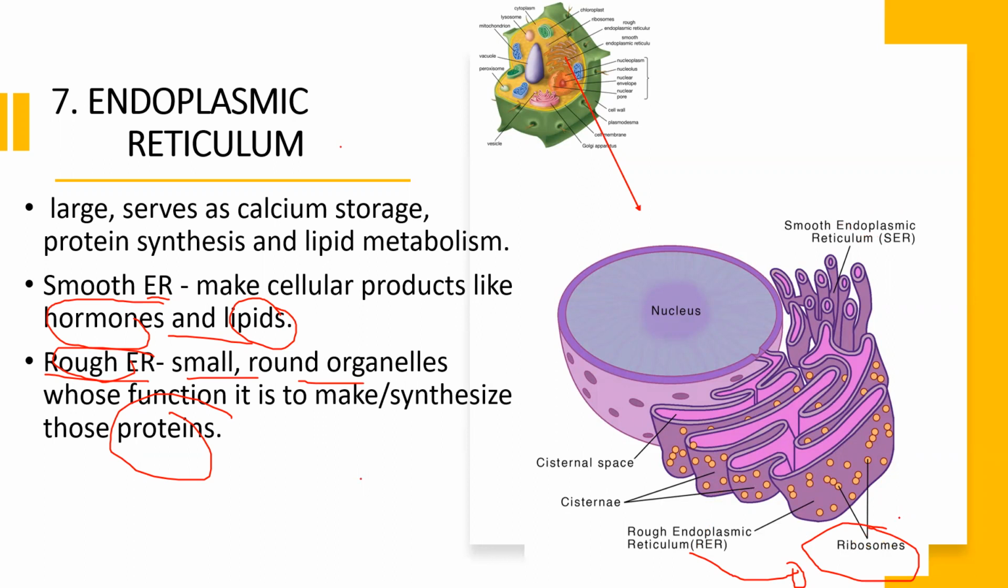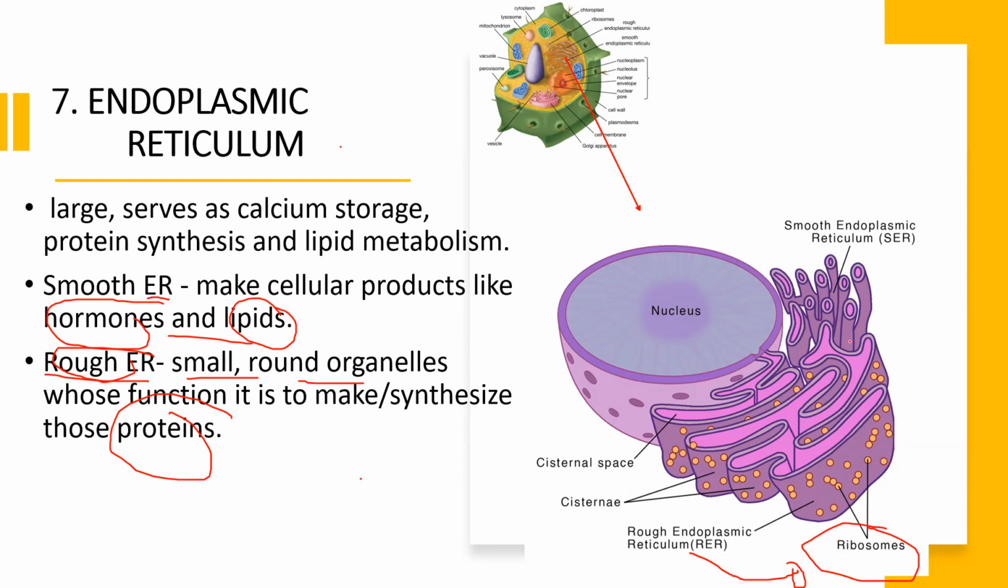So when the ribosomes attach to the surface of the ER, kapag ang ribosome daw ay naka-attach doon sa rough surface of the ER, ang tawag doon ay RER or rough endoplasmic reticulum. So, para malinaw, kapag naka-attach daw ang ribosomes doon sa endoplasmic reticulum, ang tawag doon ay rough endoplasmic reticulum. So it means RER has ribosomes.